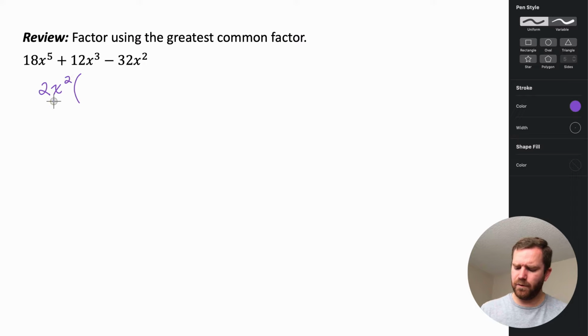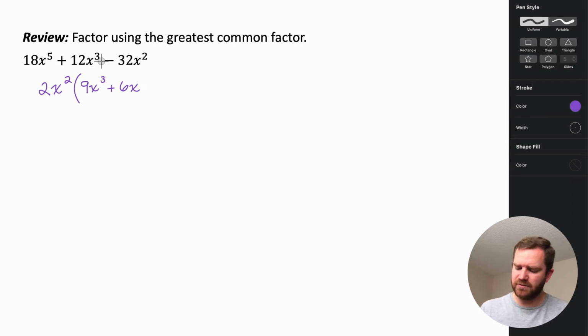So once I pull out 2x squared, what am I left with? 2 times 9 gives me 18, and then x squared times x to the 3rd gives me x to the 5th, because when you multiply powers with the same base, you add the exponents. What do I have to multiply 2 by to get 12? I have to multiply by a 6, and then x squared times what gives me x to the 3rd? Well, that's going to be x to the 1st.